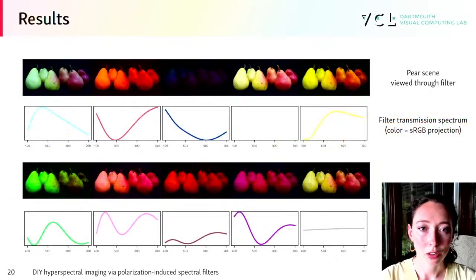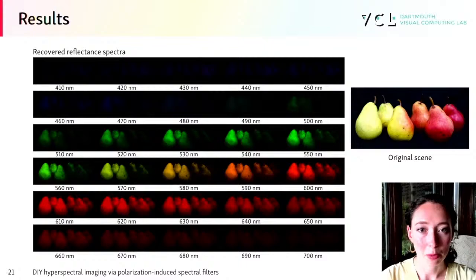We also tested our system on more complex scenes like this one, again taking a set of 10 measurements through the same 10 filters. And our system is able to successfully capture a hyperspectral image of this scene. We show further validation comparing real-world and virtual relighting of this scene in our main paper.